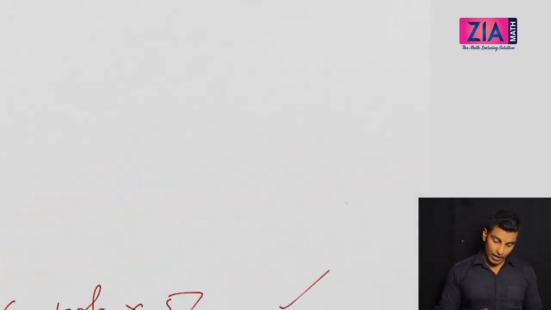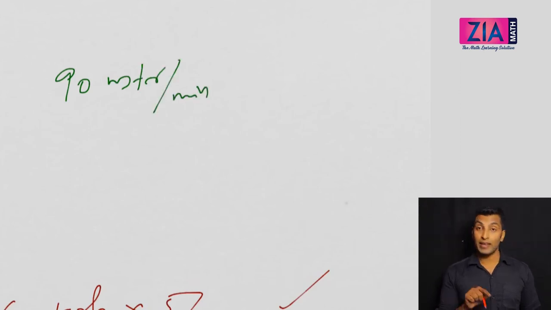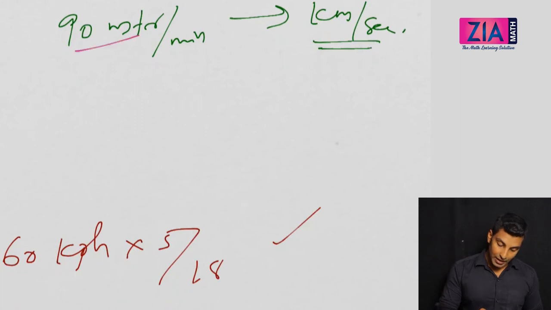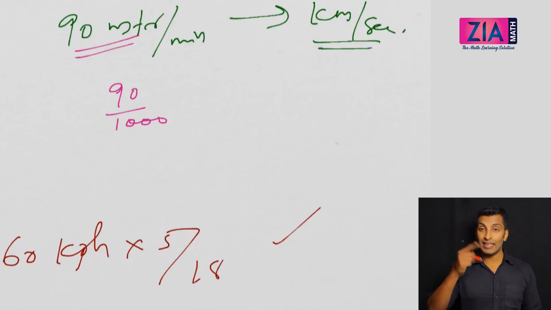Okay, now let me give you a tough calculation or conversion here. You may think it tough, because in some question, let me give you 90 meter per minute. Meter and minute. You need to convert this to kilometer per second, because options are in kilometer per second. Then what will you do? First you need to convert this 90 meter into kilometer. How will you do that? 90 by 1000. That's the numerator.